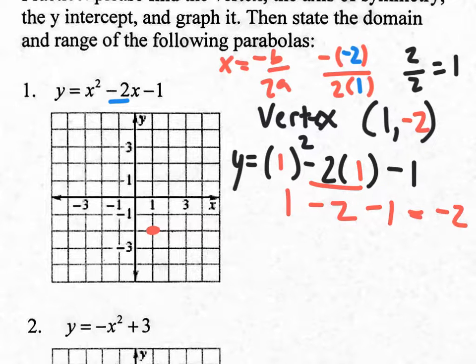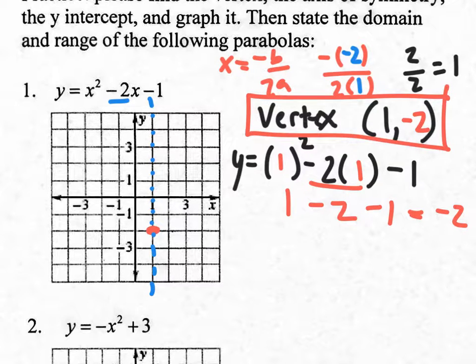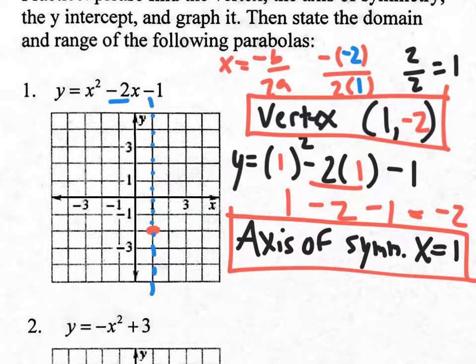There's my vertex. I want to draw my axis of symmetry. By the way, on this particular homework, they're asking for several things. One thing is the vertex. We just found it. Another thing is the axis of symmetry. And if you remember from the previous page, it says that your axis of symmetry is the equation x equals the x value of your vertex. So your equation is x equals 1. If you go to x is 1, you draw a vertical line through it. That's your axis of symmetry.